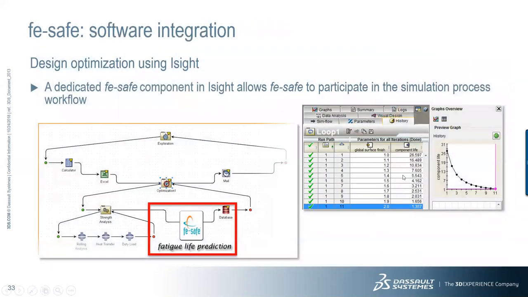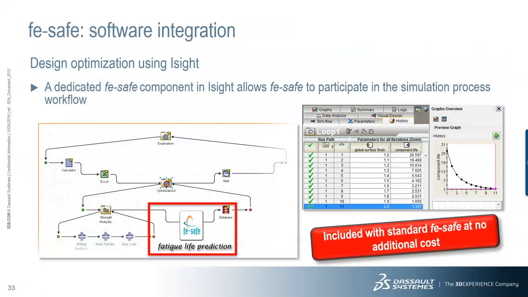We also support it with Isight, and in Isight there is this fesafe component. Using this fesafe component you can change your parameters. You can change your geometry, and based upon the geometry you can see how much durability you are getting, and you can also optimize that particular durability based on the parameters. So you can directly control that.